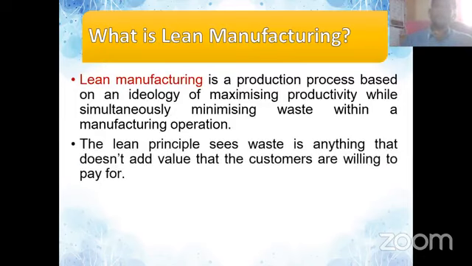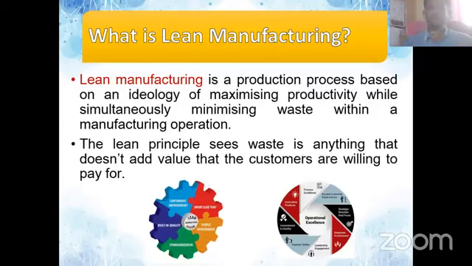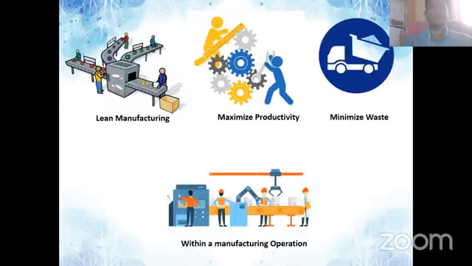The lean principle sees waste as anything that doesn't add value that the customers are willing to pay for. What is waste and what is value, we will discuss in further slides. Lean manufacturing is also called operational excellence. We can define lean manufacturing as a production process based on the ideology of maximizing productivity while simultaneously minimizing the cost within a manufacturing operation.